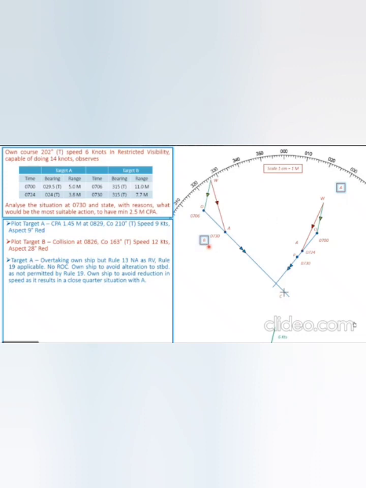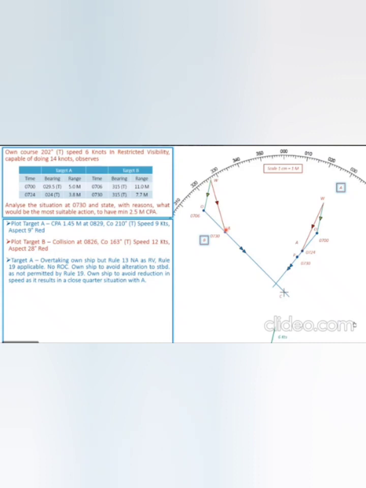Now let us move our attention to target B, target Bravo. Target Bravo and own ship are on collision courses. Own ship is being overtaken from the starboard quarter by target B. You can see own ship is steering a course of 202 degrees with a speed of 6 knots. The target ship is steering a course of 163 with a speed of 12 knots.